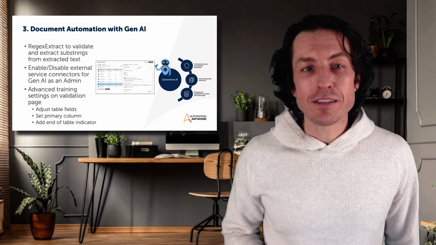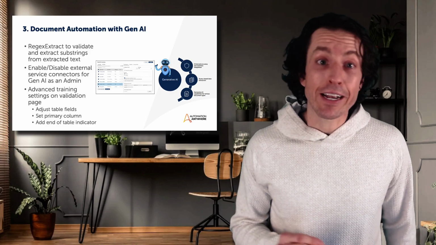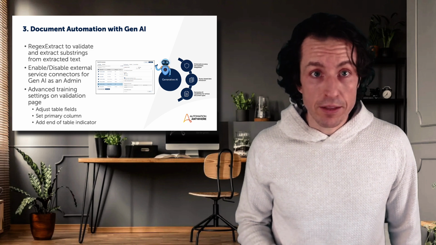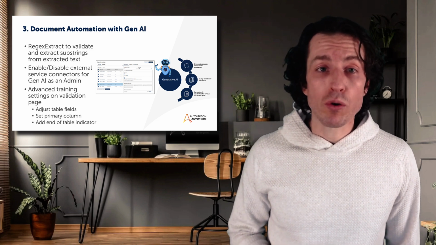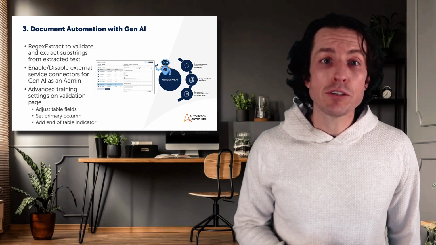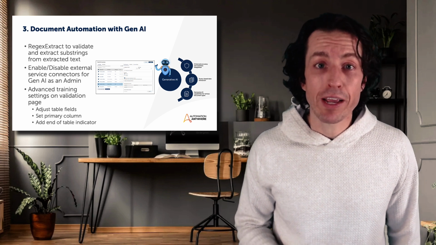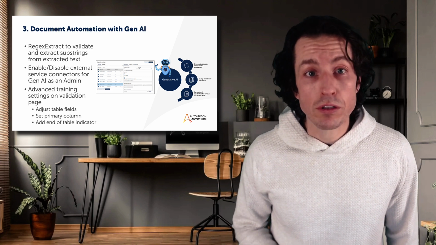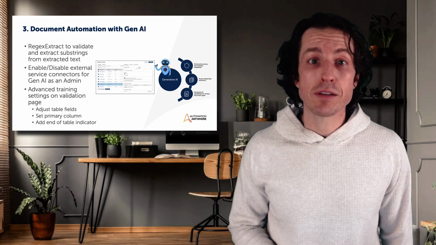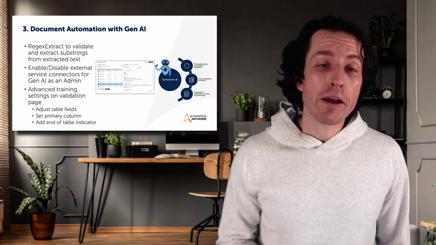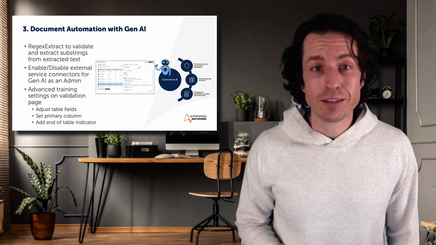New in this release is the ability to use regex extract to validate and extract substrings from text, the ability for admins to enable or disable various external service connectors, and the ability to do page validation with some advanced training settings. Document automation now also supports learning instances that have been built on top of Google Document AI, Google OCR, and Microsoft OpenAI for processing documents.